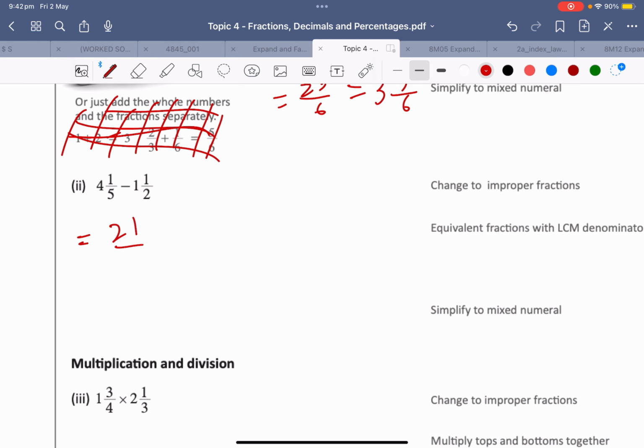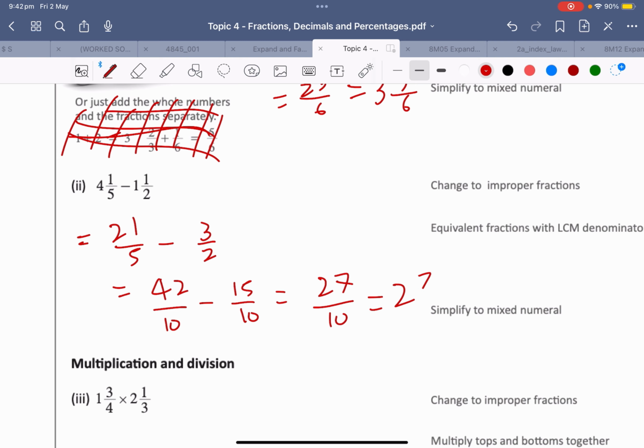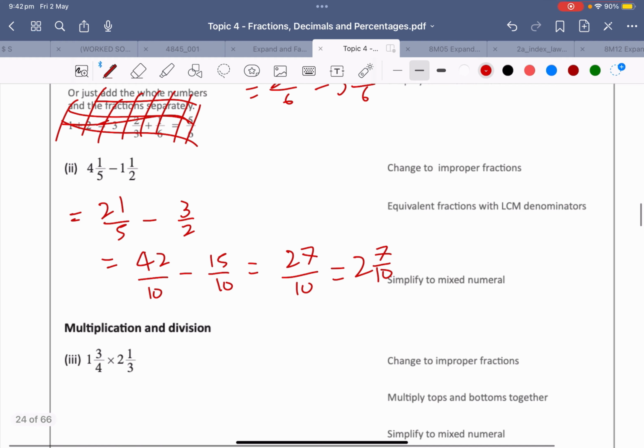Now, this one is the same. You get 21 over 5. Again, I did it in my head. I apologize. I do not have time. It is what it is. If you wish, you can ask me in class. And then there's going to be 42 over 10 minus 15 over 10. That's the same as, oh, I can't do this that fast in my head. 2 and 7/10. Okay? If you wish to digest it, have a go yourselves.